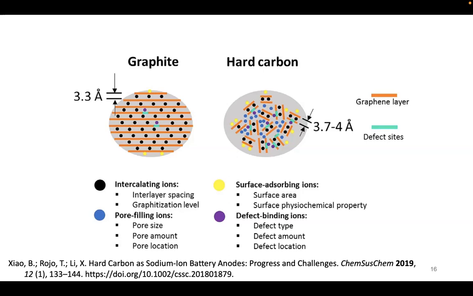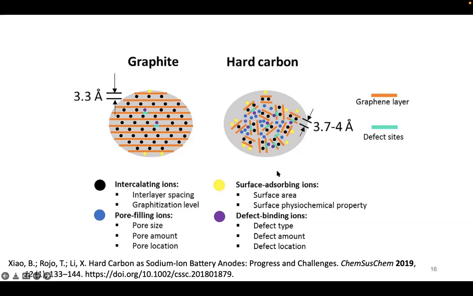Okay. And so the mechanisms of which these ions can be stored in hard carbon are denoted and summarized here, where you could have intercalation. So that's the black dots that you see here. So you could have intercalation in between the layers within these nanodomains. You could also have these voids, so these pores, and ions can fill in those voids as well. So those are pore filling.